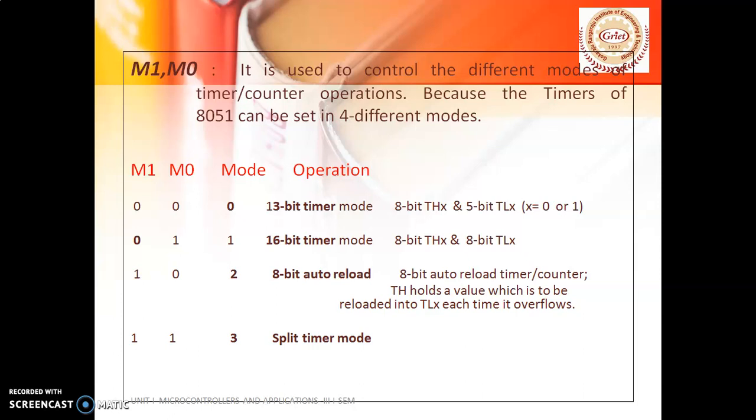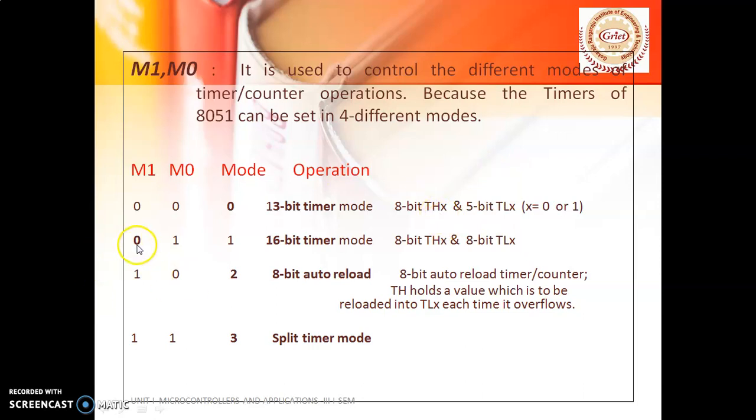Coming to the next two bits, M1 and M0, they are used to control the different modes of timer counter operations, and in total we have 4 modes in 8051. That is mode 0, mode 1, mode 2 and mode 3. If you program these 2 bits to 0, 0, we can operate the timer counter peripheral in mode 0. We call mode 0 the 13-bit timer mode. In the 13-bit timer mode, all 8 bits of the THX register are used, and from TLX we use only 5 bits. Here X stands for timer 0 or timer 1. TL stands for the lower byte of the timer register, and TH stands for the higher byte of the timer register.